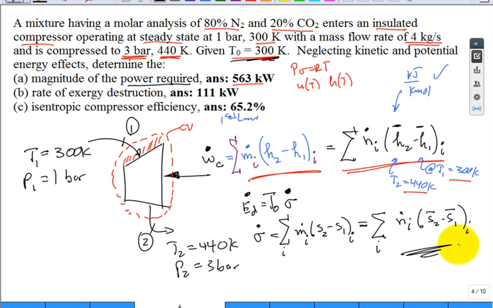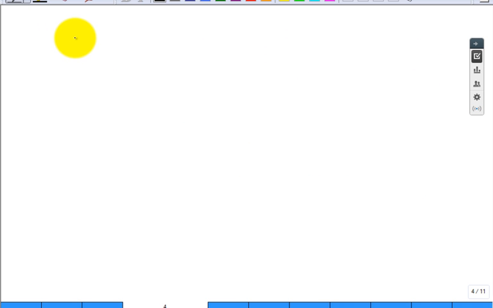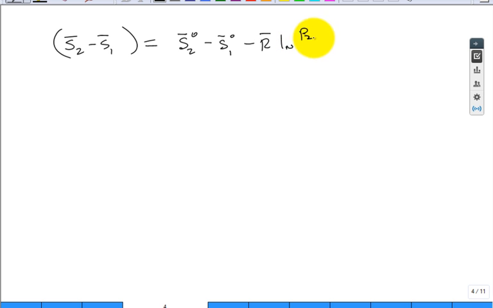So I'm going to switch to another page and expand that, insert new page. And so we're going to have S bar 2 minus S bar 1. How am I going to calculate that? Just like we had the H bar 2 minus H bar 1, that was a question, how do we get that information for the first law? Same way for the second law. So this is equal to S bar naught 2 minus S bar naught 1 minus R bar natural log P2 over P1. That look okay? Look familiar?